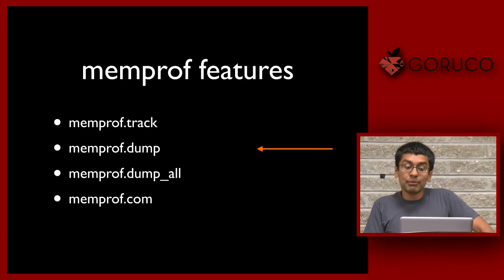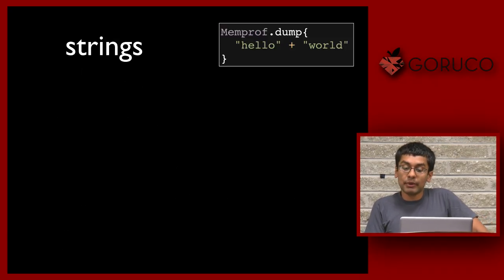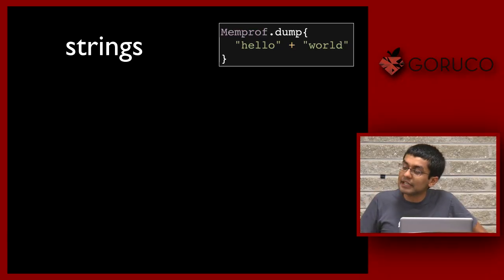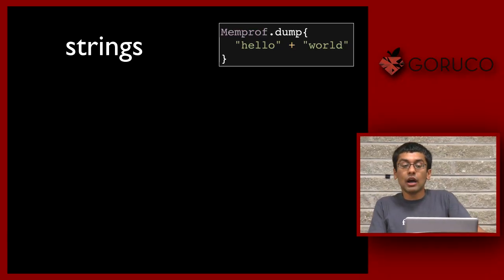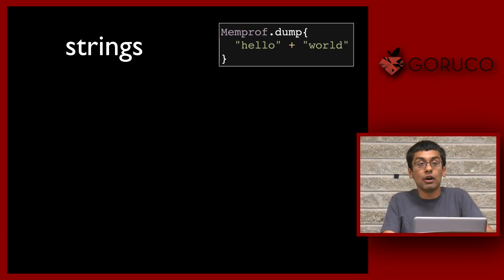The next feature is memprof.dump. And so memprof.dump on the top right, you can see again, takes a block. And basically for all the objects that are created inside that block, it'll dump out a bunch of details as JSON. So I'm going to show a couple examples that'll give you some insight into how the VM works and how the VM stores a bunch of commonly used objects.